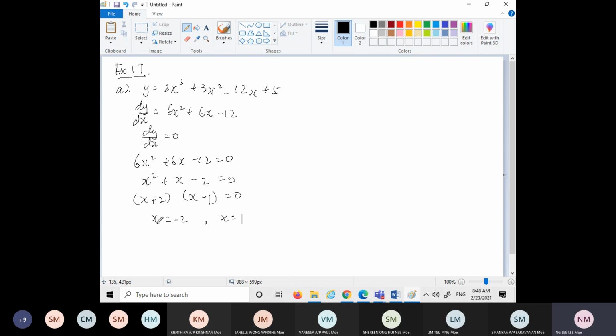So find the stationary point. Determine the nature. I don't know whether this is turning point or this is point of inflection. So very simple, you just find the second derivative. But before that, you have to find the y coordinate because they want the point. So remember to find the y coordinate.